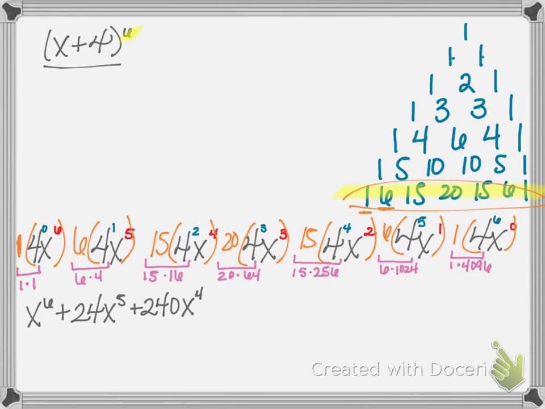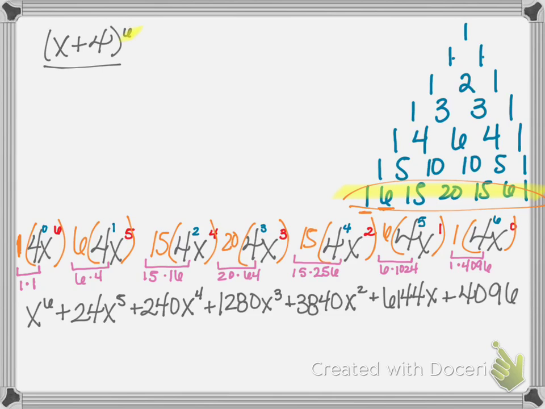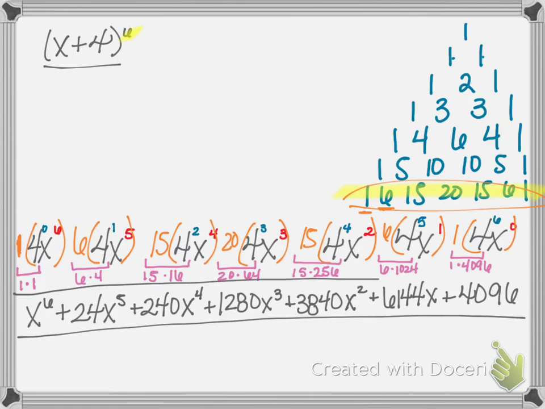All right, 20 times 64 gives me a positive 1,280, x to the 3rd. And the next portion is going to be 15 times 256, which is a positive 3,840, x squared. And then I have 6 times 1,024, which is going to give me a positive 6,144, x to the 1st, or just x. And then, of course, 1 times 4,096 is just 4,096. So this long polynomial is my answer, okay?